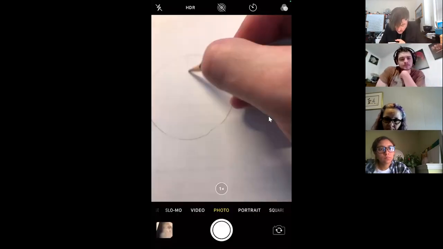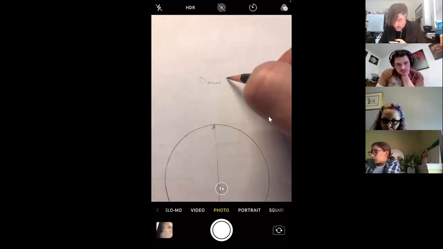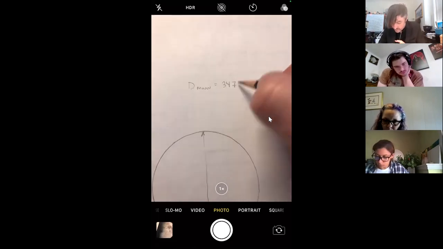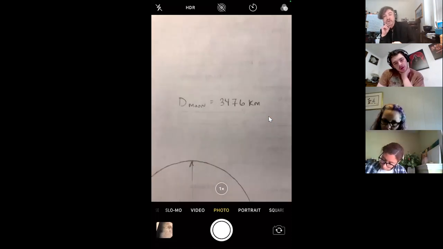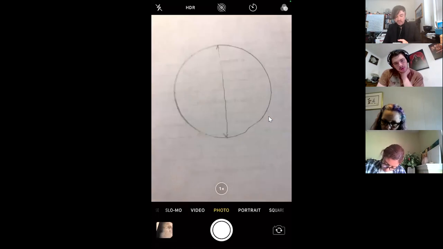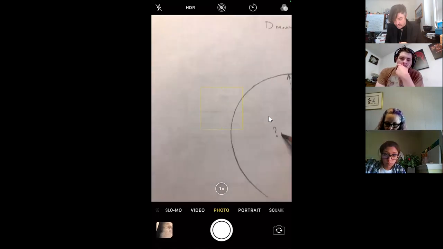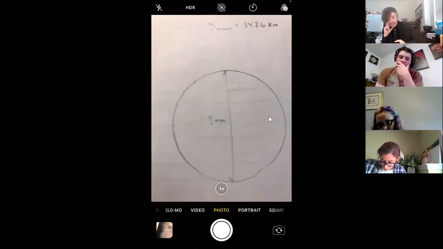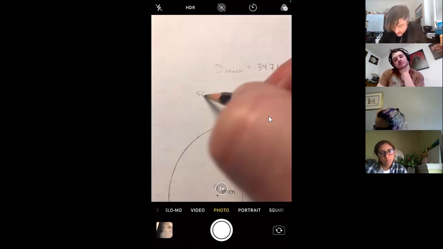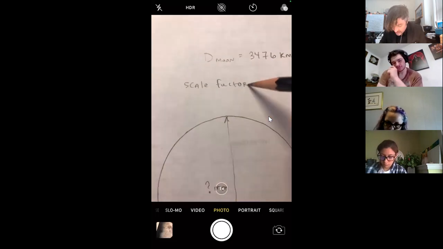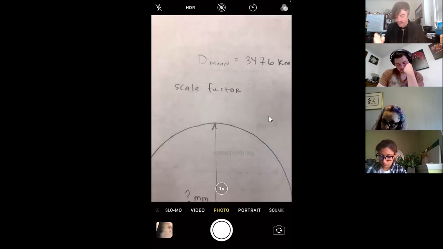I know that the moon's true diameter is 3476 kilometers. It's been measured to a pretty high degree of precision. So that's the moon's diameter. But I can also measure the diameter of the moon on the page and find out how big the photograph is in millimeters. The reason I would want to do that is so that I could come up with something called a scale factor. A scale factor is kind of like the scale that you have in a map that says 1 inch equals 5 miles or something like that.